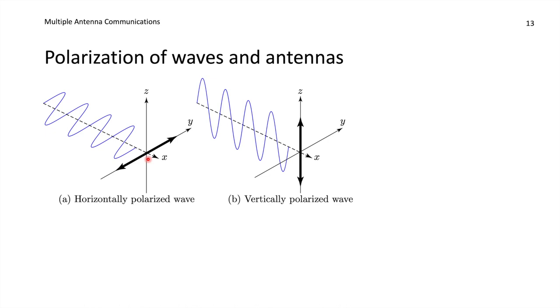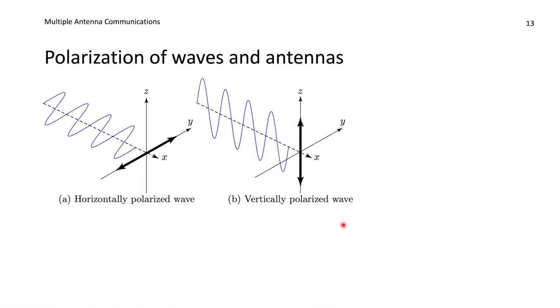Another aspect of wireless signals that we haven't covered in previous videos is polarization. So suppose a radio wave is propagating along the x-axis here. Then there are two other dimensions, the y and z dimensions, where the signal also exists. And in particular, the electric field could oscillate in different directions. In this case, we have a horizontally polarized wave, which means that the electric field is oscillating along the y-axis here. And in this case, we have a vertically polarized wave. It is still propagating along the x-axis, but now the electric field is oscillating along the z-axis.